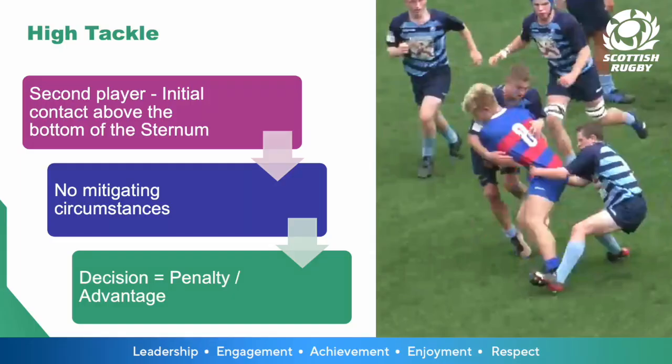So in this situation here, this would be deemed a high tackle. The second player has come in and made shoulder contact above the bottom of the sternum. There's no mitigating circumstances, so the ball carrier hasn't dipped significantly. Therefore, a decision would be penalty advantage to the blue and red team.